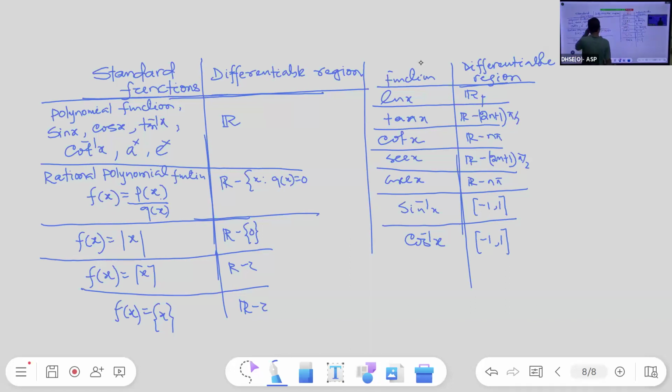Okay. As I told you, to check the differentiability of a function in an interval, whether it is open interval or closed interval, we have to remember the differentiability region of the standard functions and suspicious points.